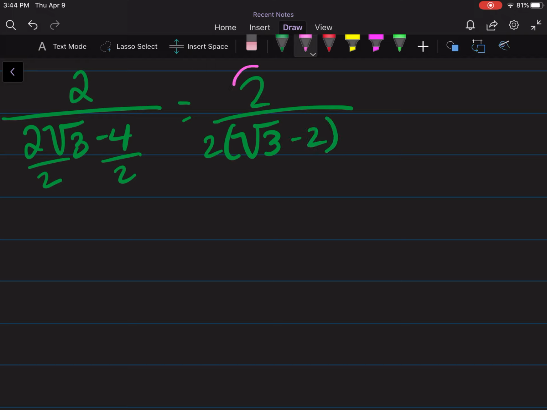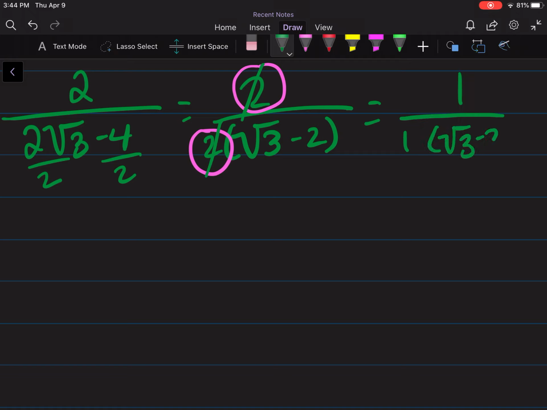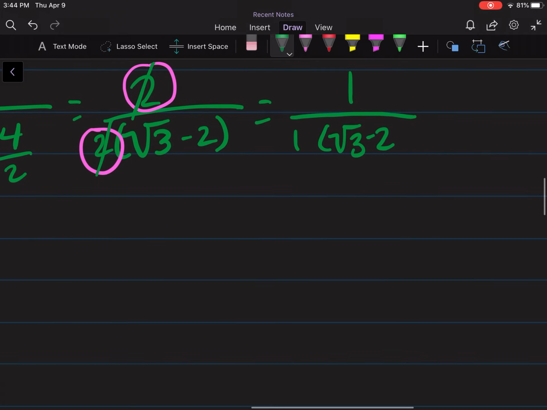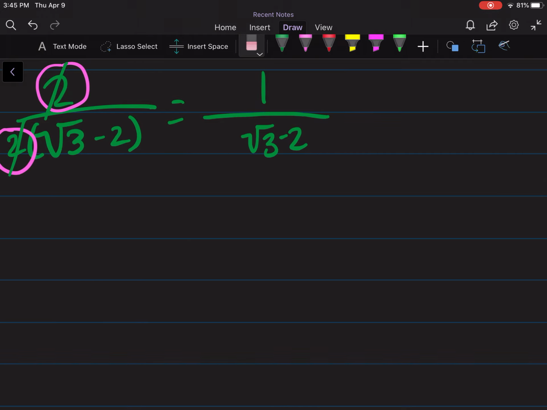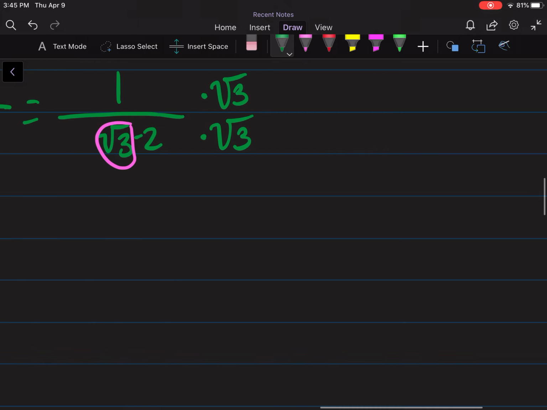Now I have this 2 and this 2 outside of the fraction, and I can reduce that. We can cancel them out and get 1 over 1 root 3 minus 2. Now here's the thing. I don't need the parentheses or the 1 there. Remember, I said we cannot have a square root on the bottom. If you have a square root on the bottom, the thing you have to do is multiply the bottom by square root 3, the top by square root 3 to get them to cancel out.